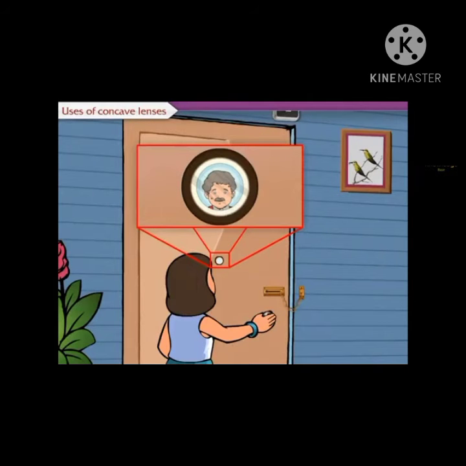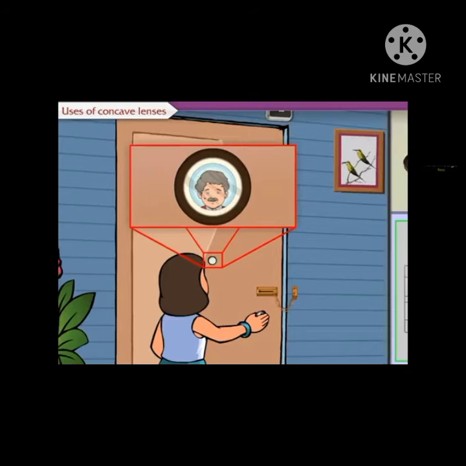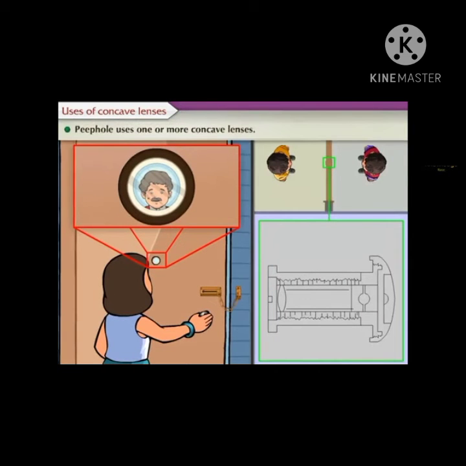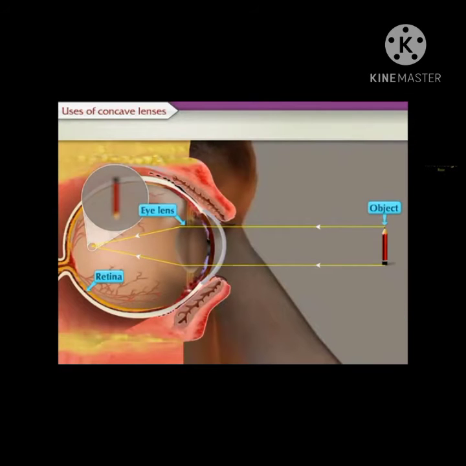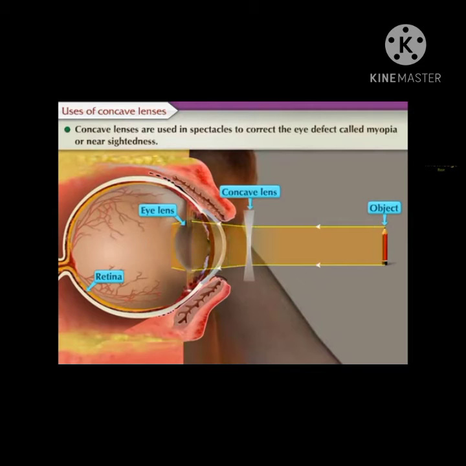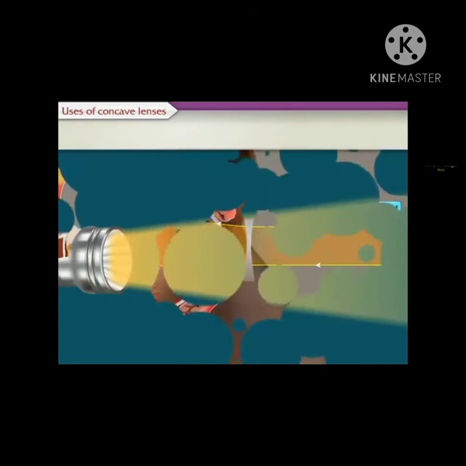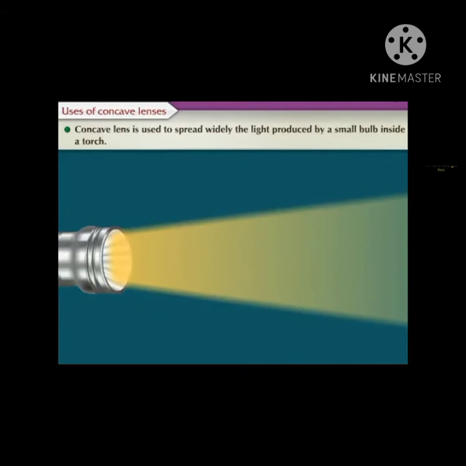We all know about the peephole in a door. It is a small safety device which helps us to see a large area outside the door. This uses one or more concave lenses. Concave lenses are used in spectacles to correct the eye defect called myopia or nearsightedness. A concave lens is used to spread widely the light produced by the small bulb inside a torch.